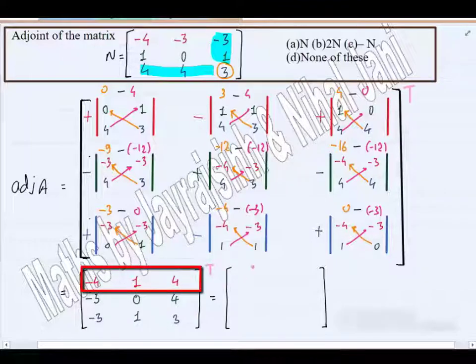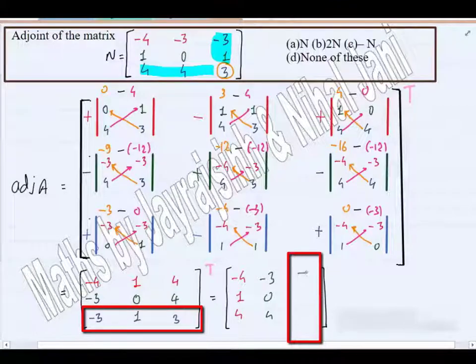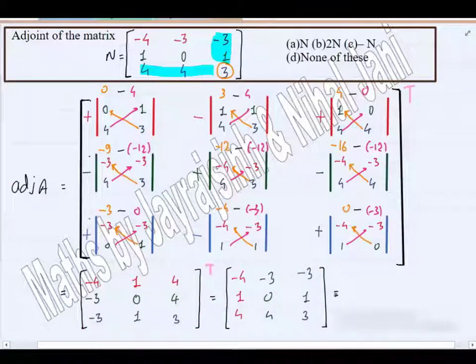-4 1 4, which is your first row, will become your first column. Similarly, the second column will be -3 0 4, and the last column will be -3, 1, 3. Tada! This is your actual matrix, and so option A is your final answer.